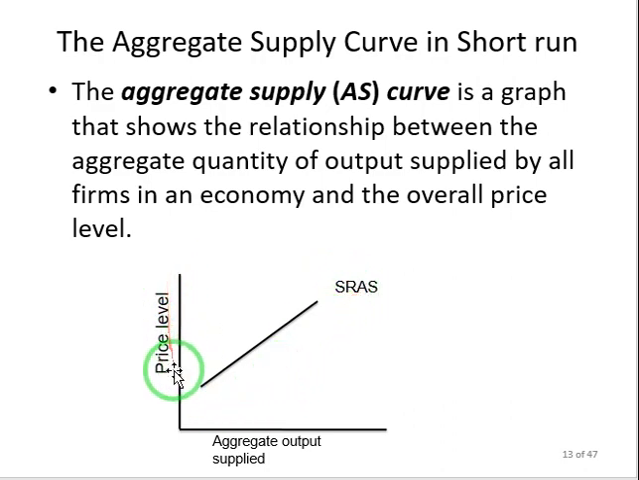Price level is on the vertical axis and on the horizontal axis, we have measured the aggregate output supplied. So between price level and aggregate supply or output, we have a positive relationship. This curve is called short run aggregate supply, SRAS.